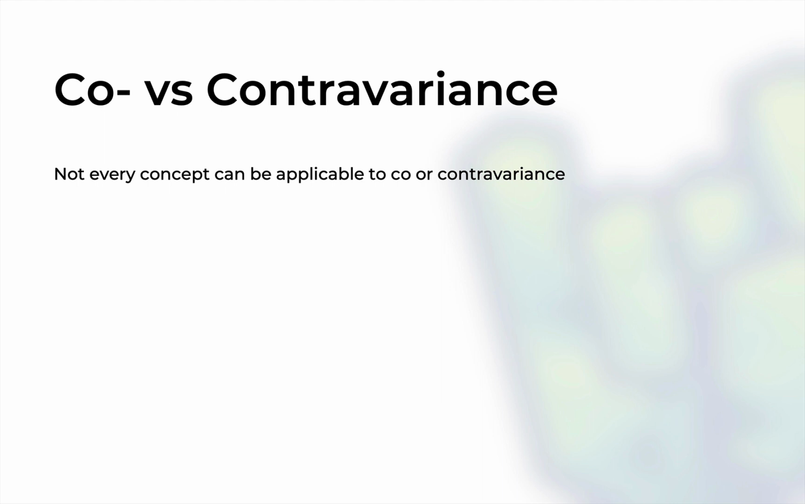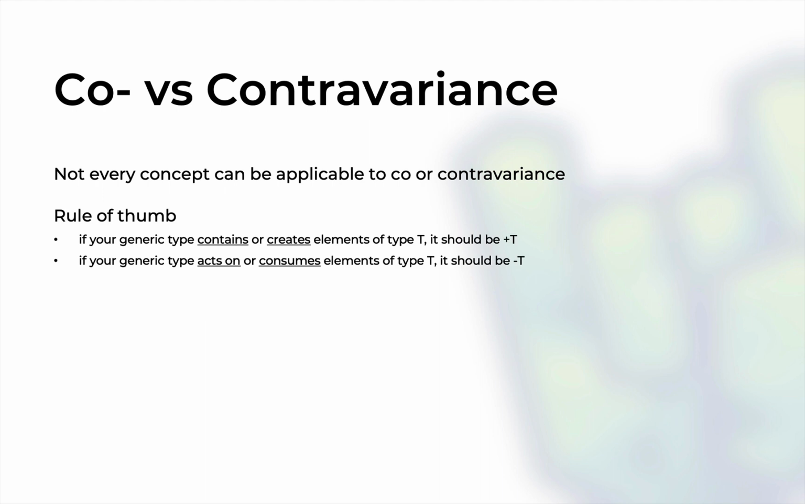And if there's anything that you can learn from this video, I hope it's the following idea. Follow this rule of thumb. If your generic type contains or creates or produces elements of type T, it should be covariant, meaning that you will add a plus sign to T. So if it produces elements of type T or contains elements of type T, then it should be covariant.